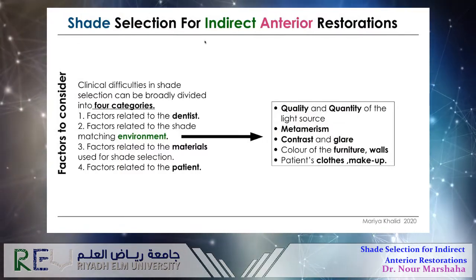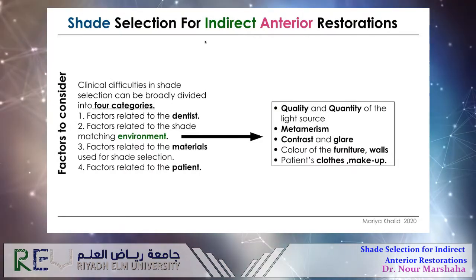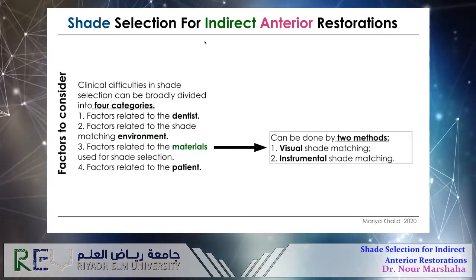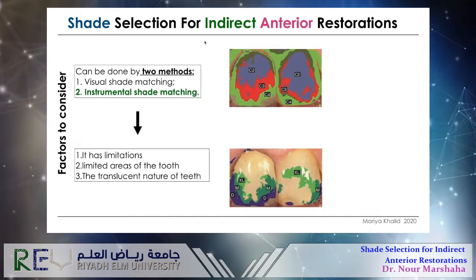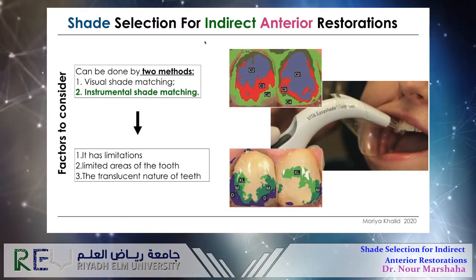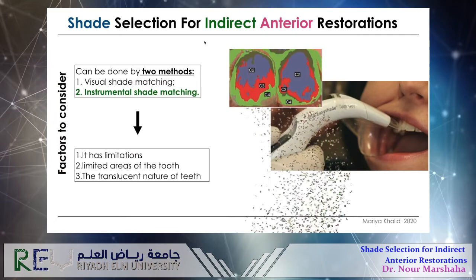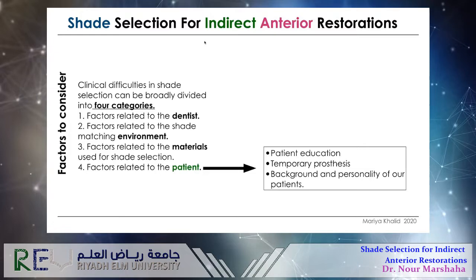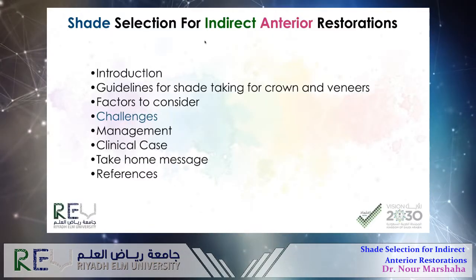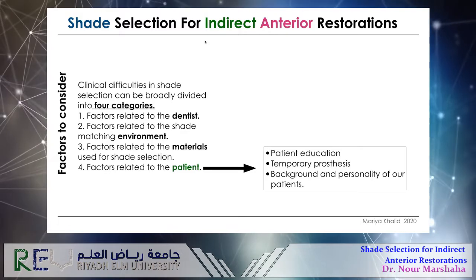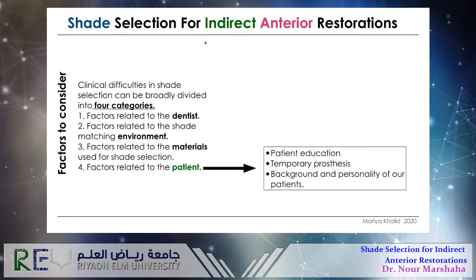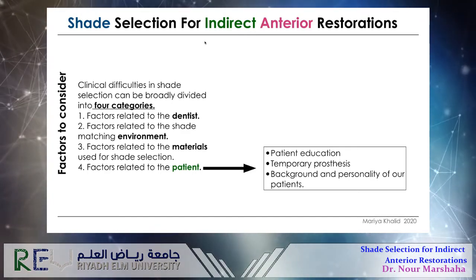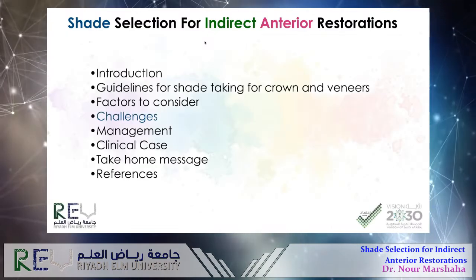And now the factors related to the environment. We have to know the quantity and quality of light, metamerism, contrast and glare, the furniture, walls, the clothes of the patient, and makeup. Also, we have two methods for detecting the color: visual shade matching and instrumental shade matching. The instrumental shade matching has limitations and limited use. The most common is visual shade matching. So patient education is also very important, and the temporary prosthesis, and we have to know the background and personality of all our patients.